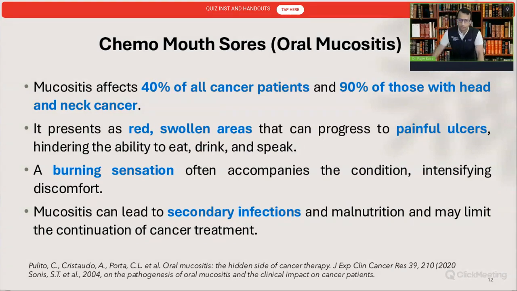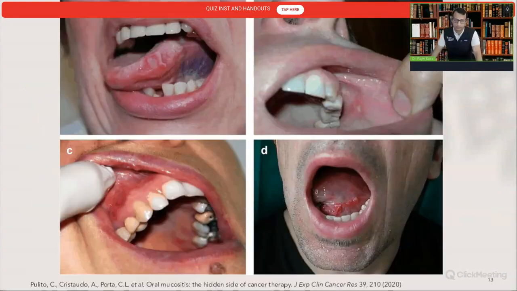Mucositis is also responsible for secondary infections. These are the typical clinical pictures of oral mucositis lesions. You can see that the ulcers are happening on the tongue, the buccal mucosa, the floor of the mouth, and the hard palate. So each and every part of the oral cavity is affected by mucositis.